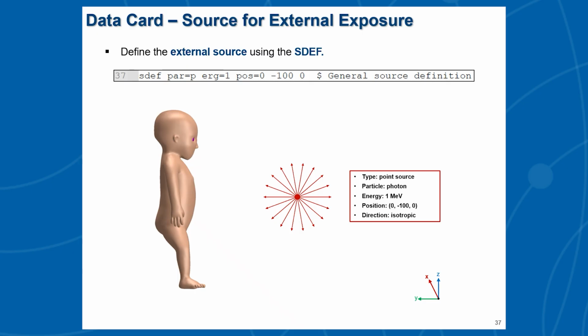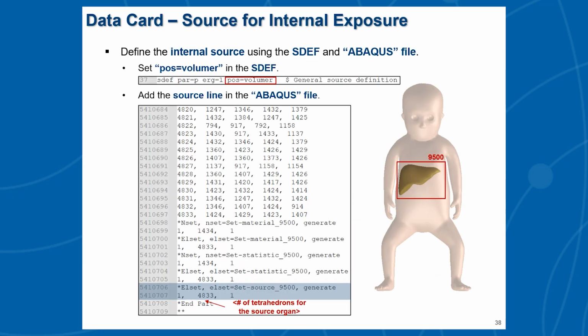For the external exposure, the particle, energy, and positions are defined in the SDEF card. By default, the direction is automatically set to isotropic direction. Unlike the external exposure, for the internal exposure, a special method is required. Unfortunately, the rejection method using the cell in the SDEF card does not work for the tetrahedral mesh phantoms.